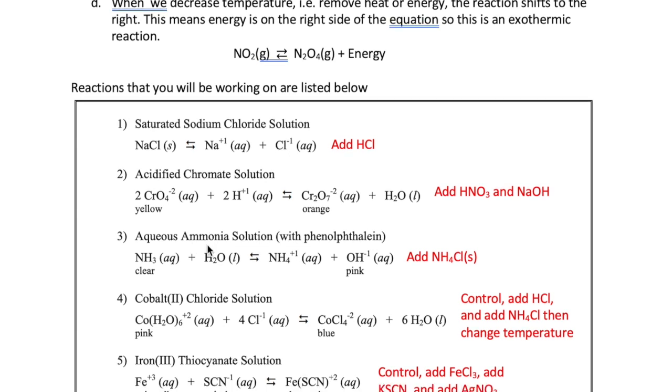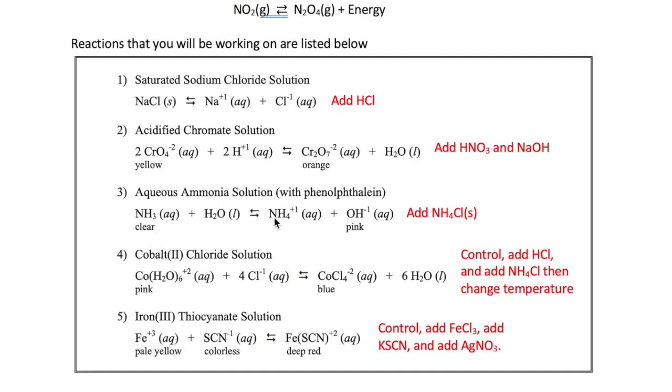The other one is an ammonia system, which looks like this, and it has a color because you've added an indicator in there. You've added phenolphthalein. So when NH3 is present, then it's going to be clear, whereas when OH- is present, it's going to be pink.